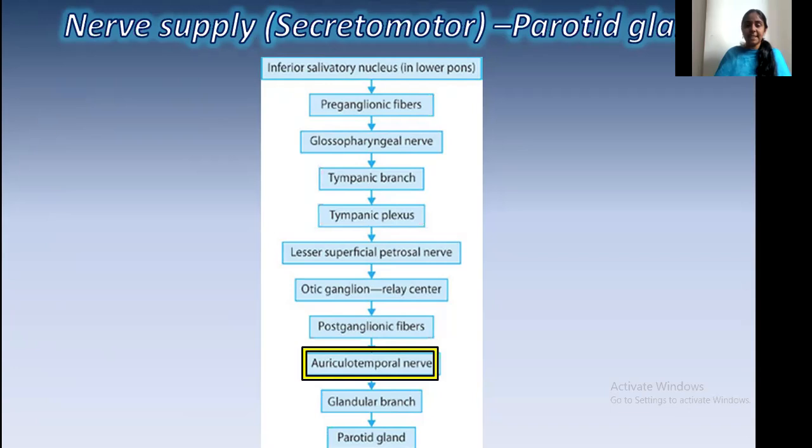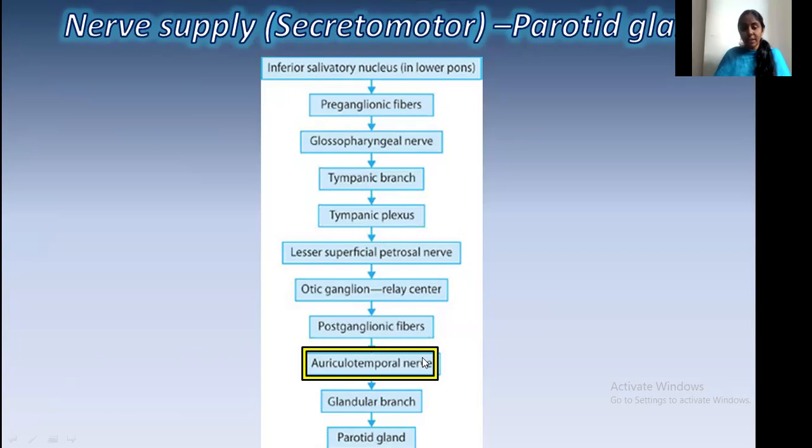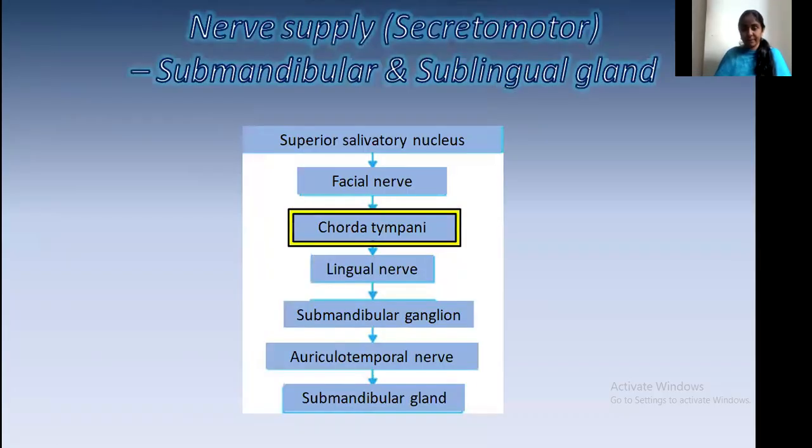The parotid gland pathway starts with the inferior salivatory nucleus in the lower pons, preganglionic fibers, glossopharyngeal nerve, which gives the tympanic branch, which in turn forms the tympanic plexus, and from there the lesser petrosal nerve, otic ganglion, it relays in the otic ganglion, and from the otic ganglion, postganglionic fibers arise. The auriculotemporal nerve stimulates the parotid gland finally. Now, the auriculotemporal nerve is the secretomotor nerve of the parotid gland.